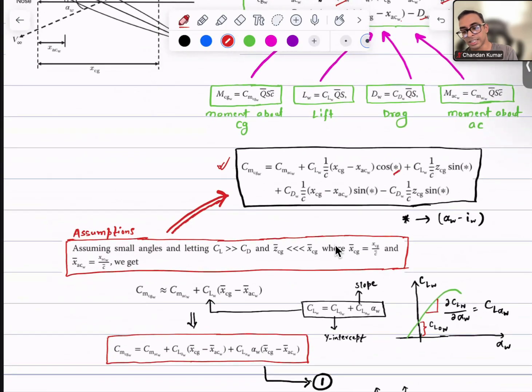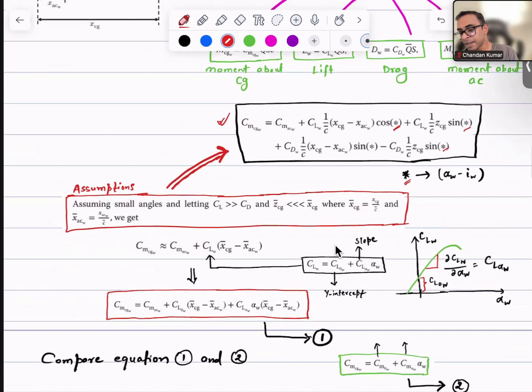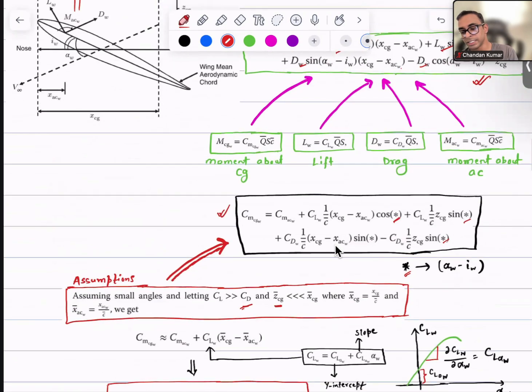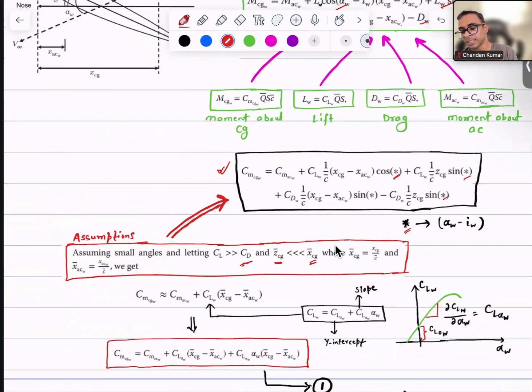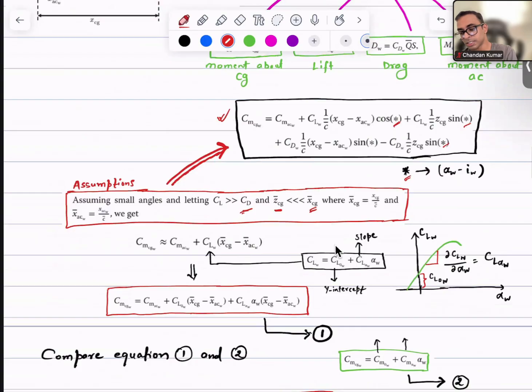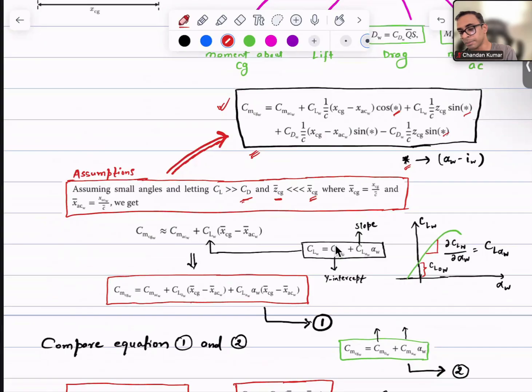where you are seeing the term denoted by a star here for simplicity, and that star is just alpha w minus iw. We have some assumptions involved here. We are considering that our lift is much bigger than the drag, and the vertical distance which we saw over here is very small compared to the horizontal distance measured with respect to the center of gravity. So when we substitute these assumptions in this particular equation, we can reduce this big equation to this simple form over here.